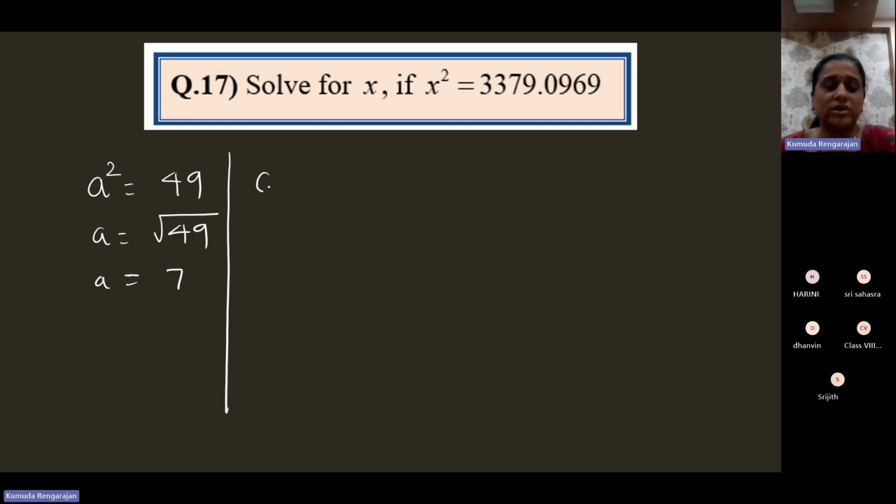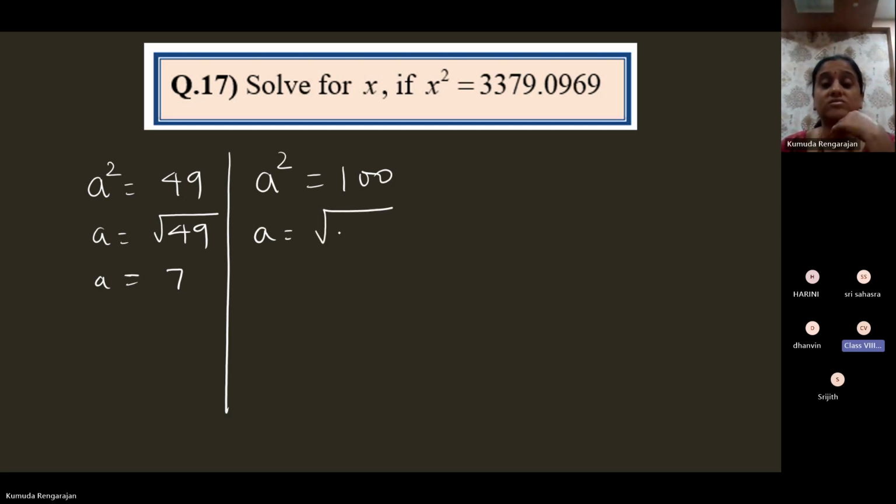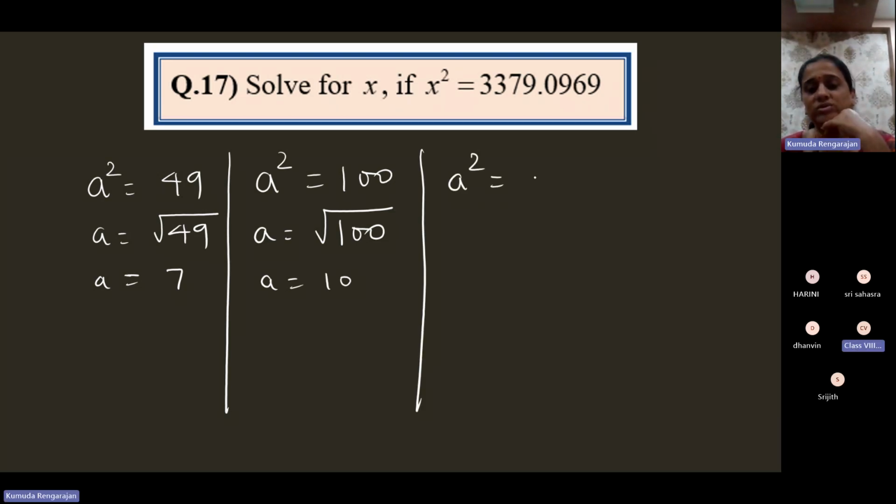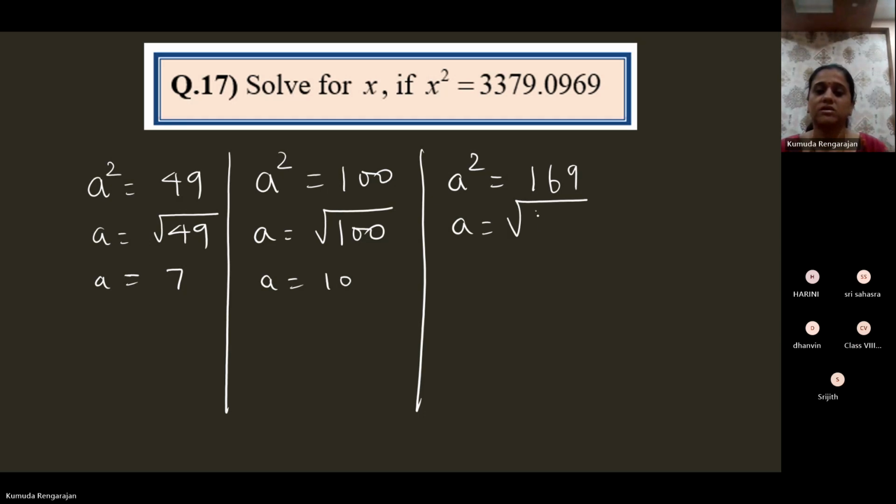Now I'll ask you, tell me how will you continue this? If a square is 100, what will be the next step? a is equal to root of 100, and a is equal to 10. Okay, and one more. Similarly, a square is equal to, supposing I say, 169. a is equal to root 169, a is equal to 13. Because 13 into 13 is 169.